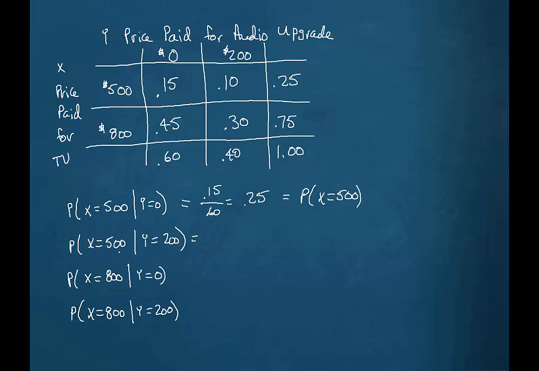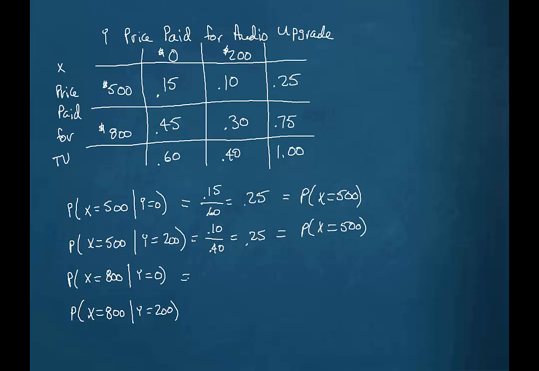Now let's move on to the next. The probability that x is 500 given y is 200 would be 0.1 divided by 0.4, which is also 0.25, and again is equal to the probability that x is 500.